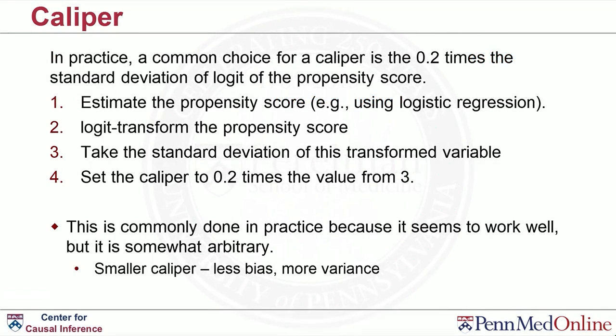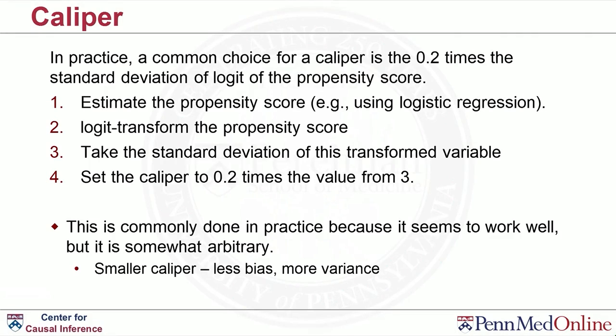So in practice, a lot of times people use a caliper based on standard deviation units. And in particular, the most common thing I see used in practice is the following, where your caliper is 0.2 times the standard deviation of logit of the propensity score. That sounds kind of complicated, but we can just look at it in steps.